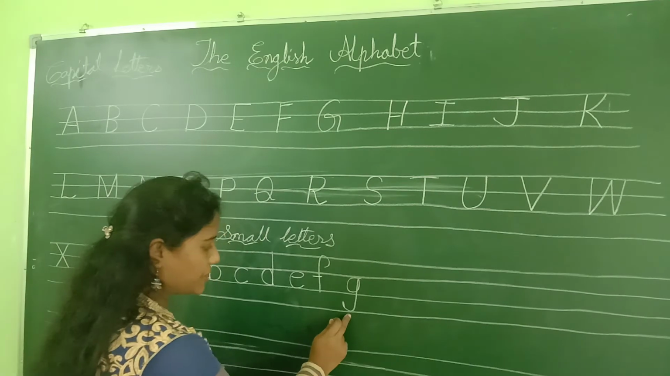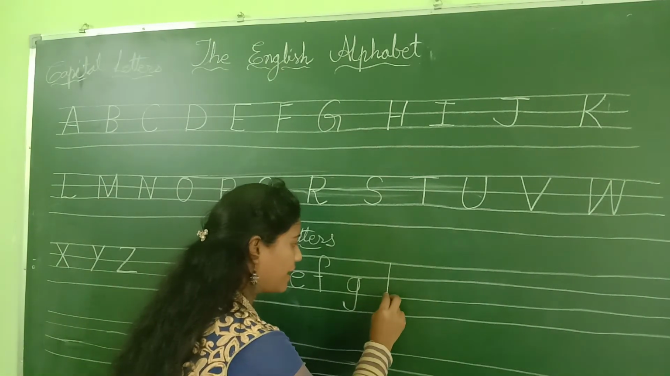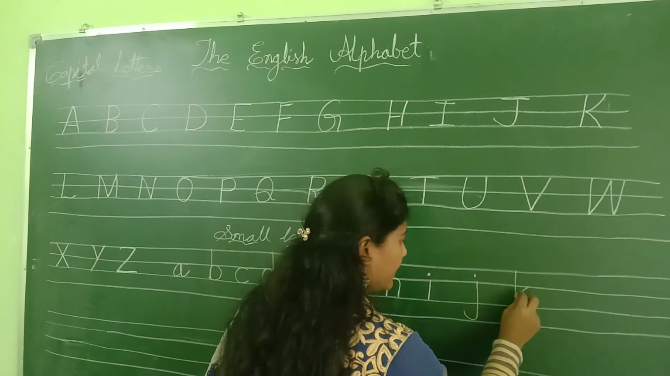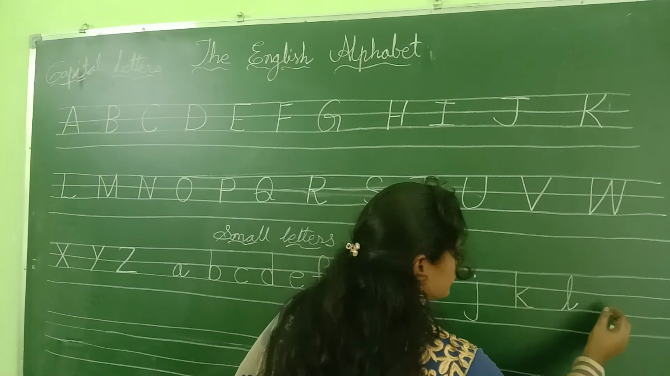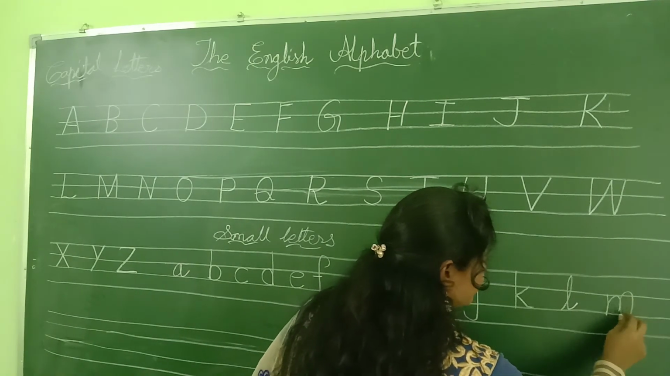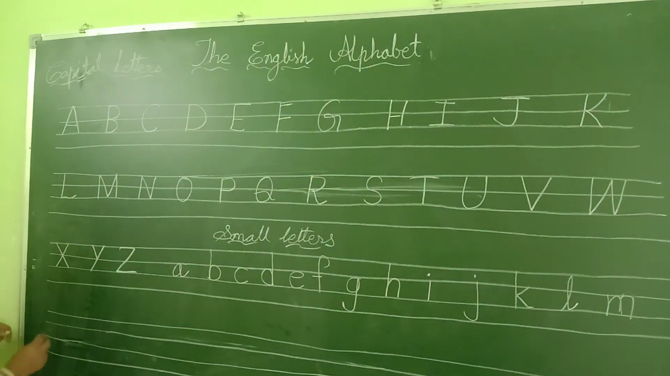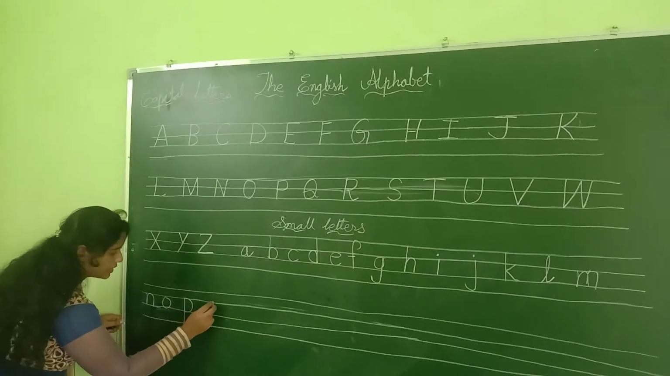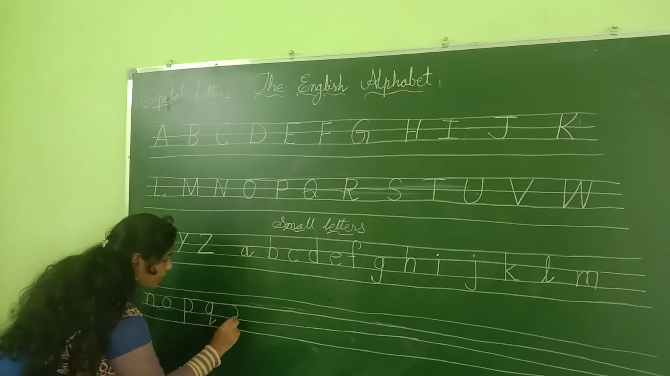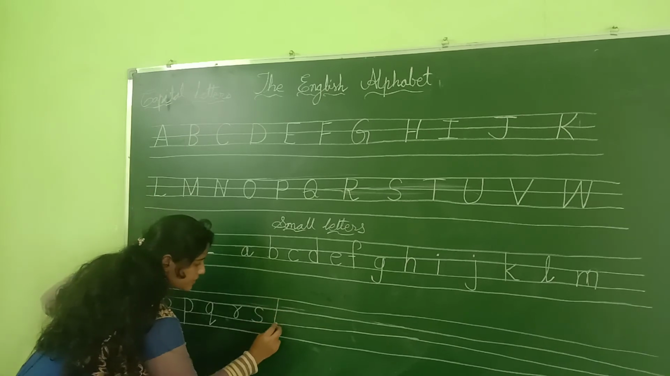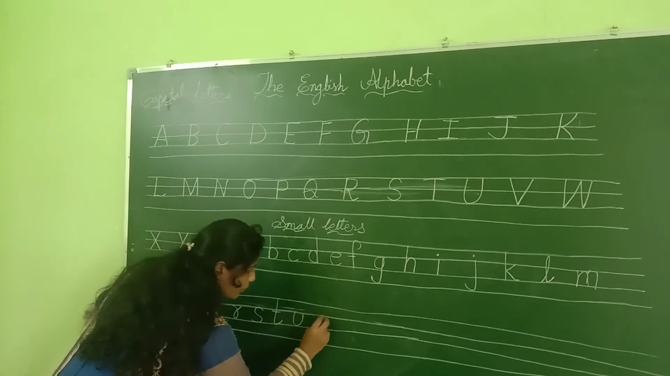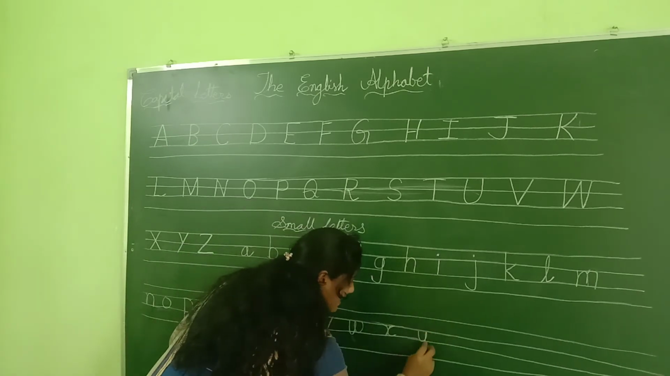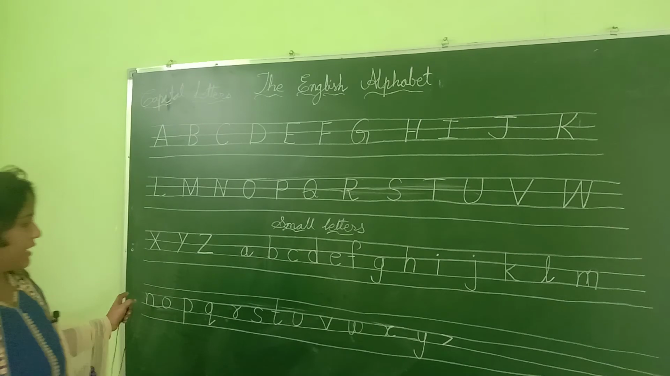G. While writing G, I am touching the down line. G, H, I, J, K, L, M, N, O, P, Q, R, S, T, U, V, W, X, Y and Z. So these are called small letters.